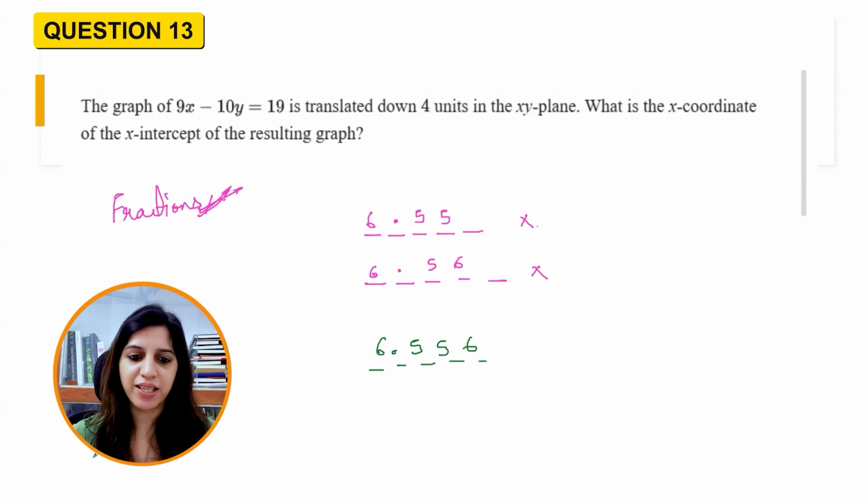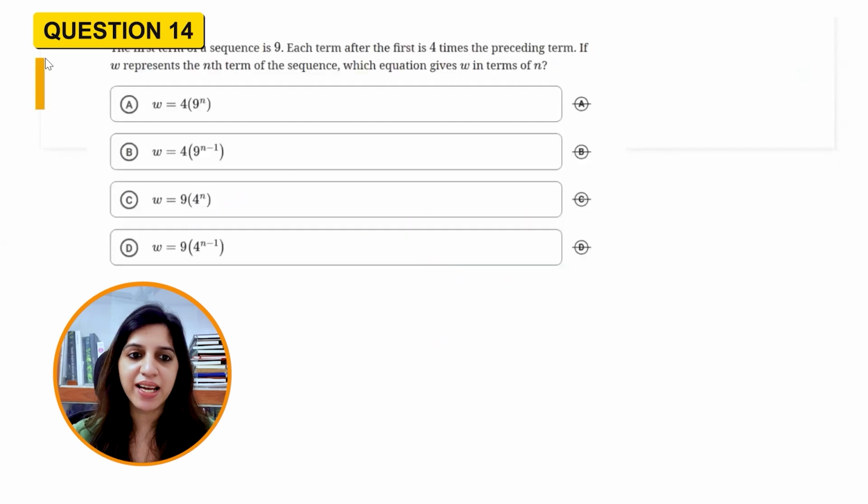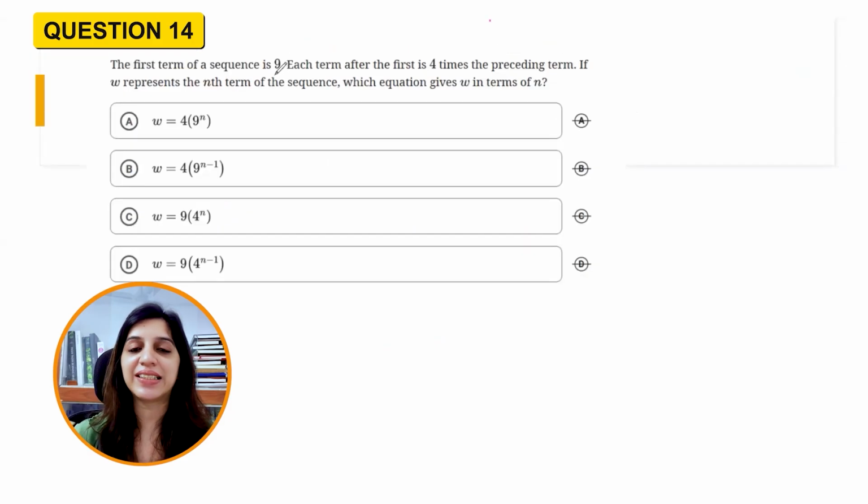Quickly moving to the next question. Very easy again, seems very easy. Let's quickly do it. The first term of a sequence is 9, which means whenever I see the first term, that is when n is 1, not when n is 0. Okay, very important. This is not the initial term, it's the first term. This is not the initial value, which most of you confuse it with.